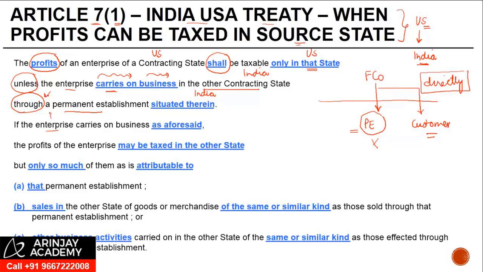If the US enterprise carries on business as aforesaid, means through a PE in India, the profits of the US enterprise may be taxed in the other state, which is India, right? The use of the word may indicates that these profits will also be taxable in the US, of course with a credit for the taxes which have been paid in India, right? But the right to tax such profit in India is restricted. And restricted by what? But only so much of them as is attributable to the permanent establishment. Attributable as in the role or the activities of the PE should be there.